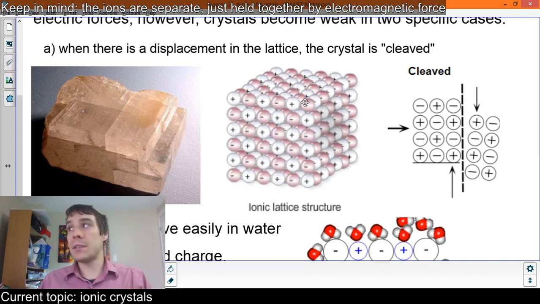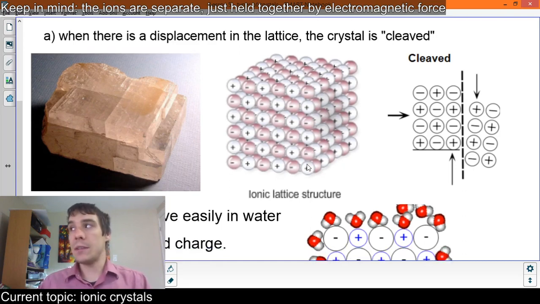Some ionic compounds actually do a reaction with the water in order to dissolve better. They actually put the water as part of their lattice in a weird kind of way, but that's more advanced chemistry that we're not going to talk about.